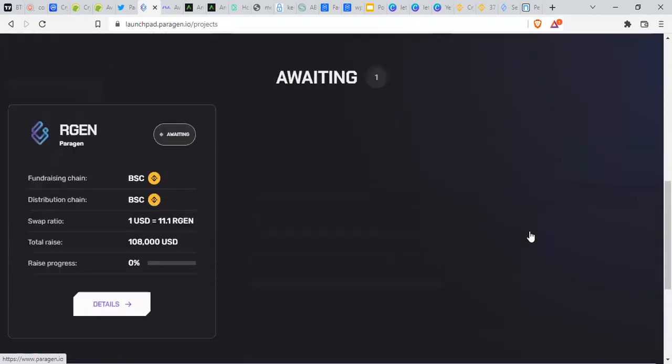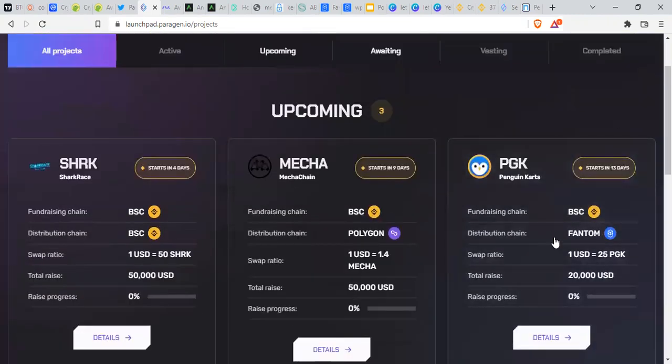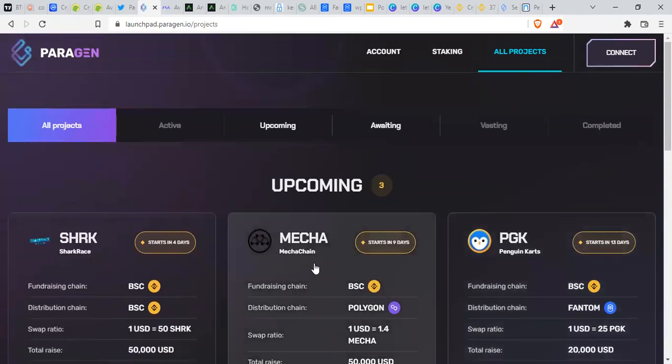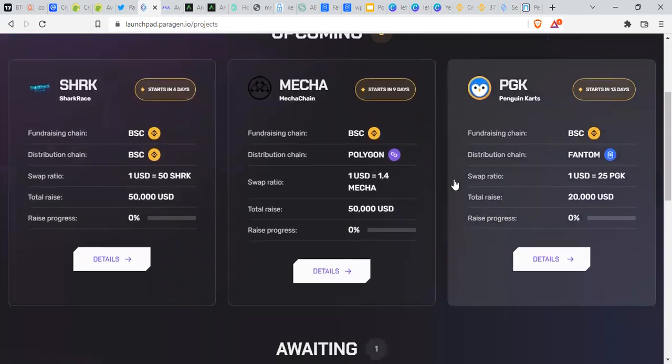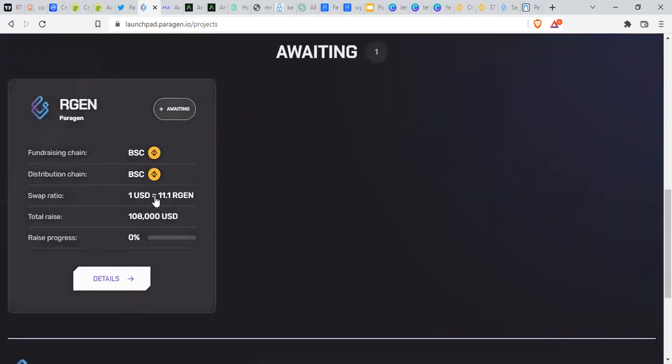So let's get to work. You see now they were able to raise this particular amount for their own token, and their own token is going to be listed today on PancakeSwap. Watch out for the price. Let me see the price at which one ROGEN was: 11.1. That is their pre-sale price.